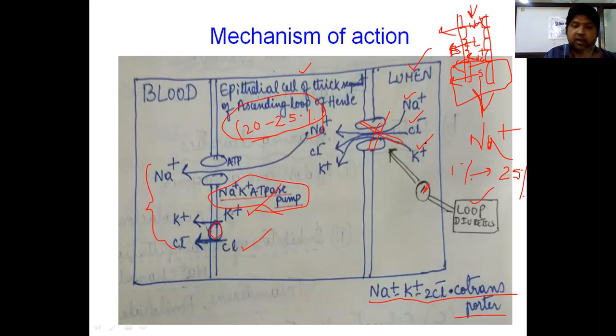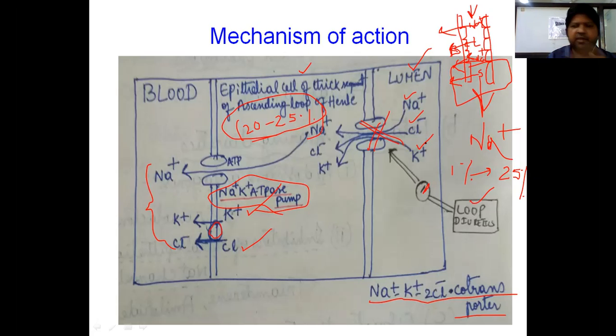And why they are called profuse diuretics, the reason is simple. They increase the excretion of 25% of the sodium load. Okay, 25% of the filtered sodium will be excreted, and 25% of the filtered load will be prevented from getting reabsorbed.